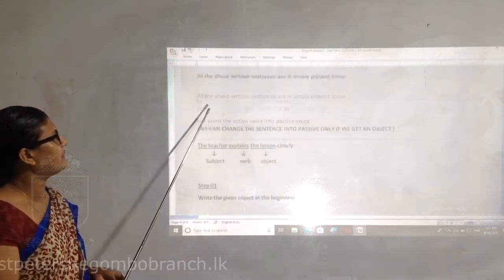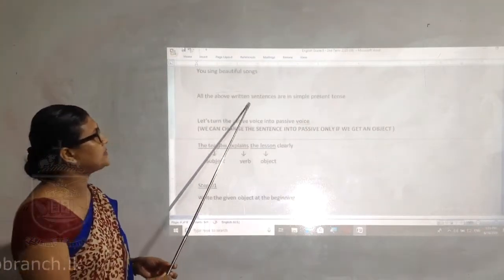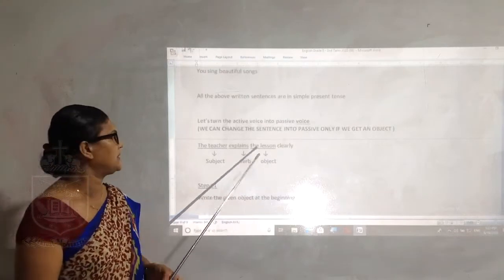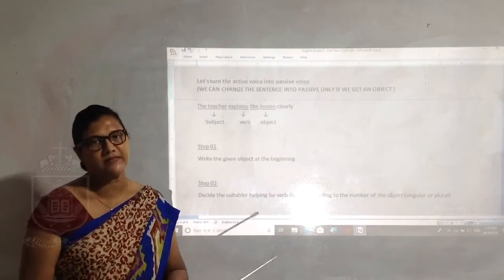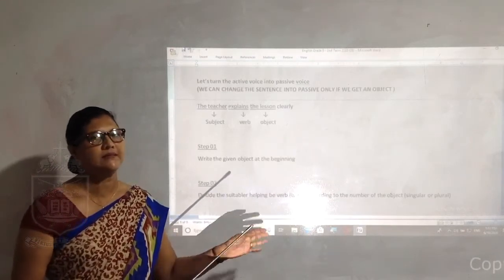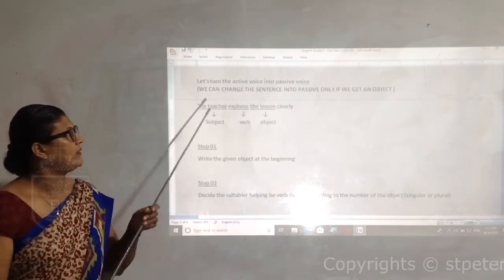All the above written sentences are in simple present tense. Let's turn the active voice into passive voice. This is the important part in this lesson. Here you can see this.